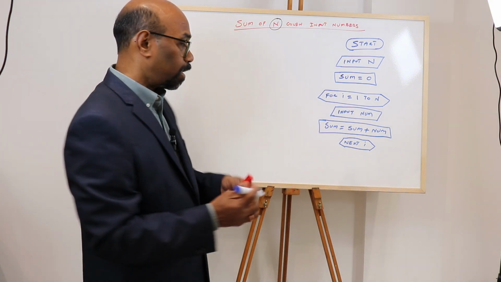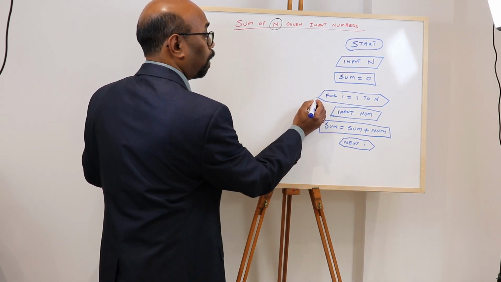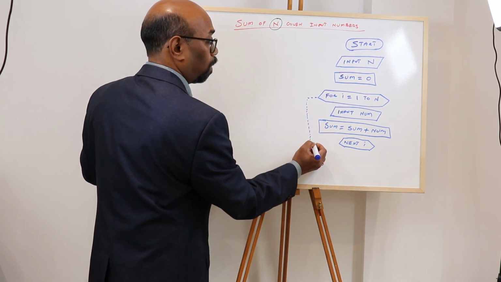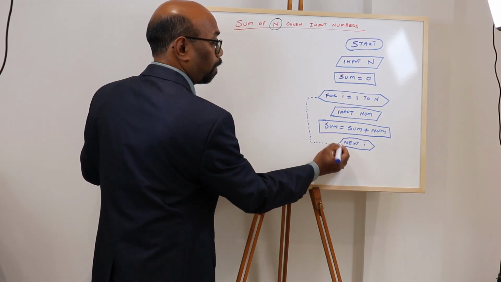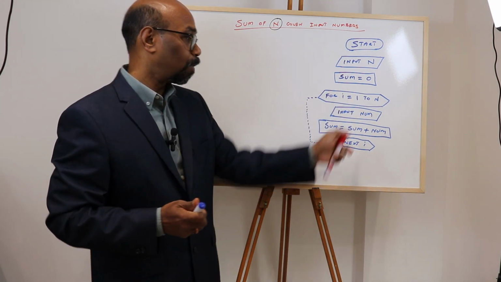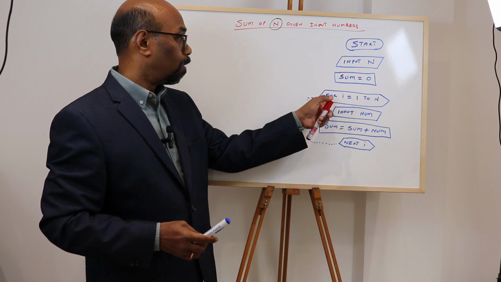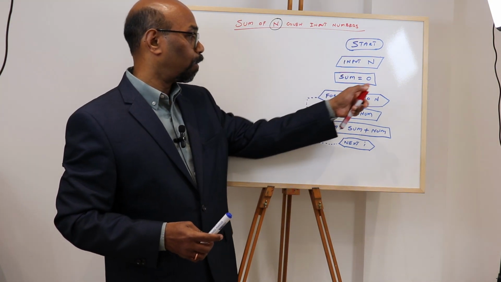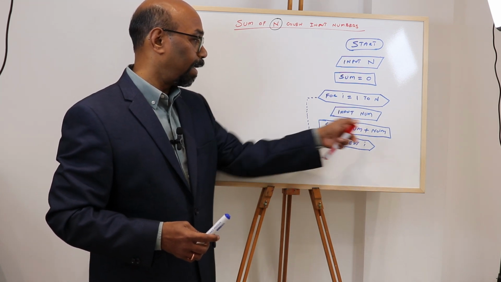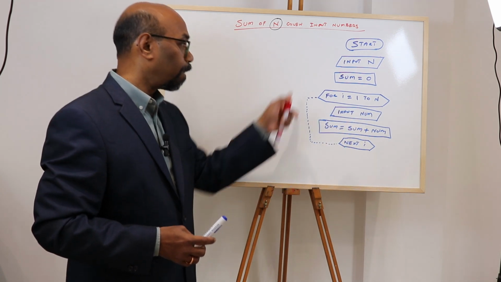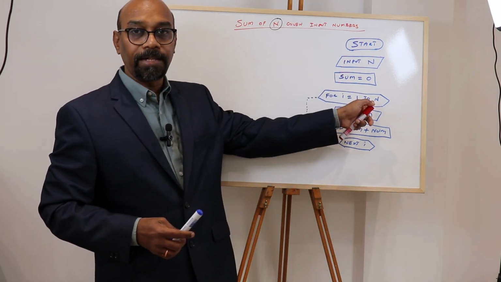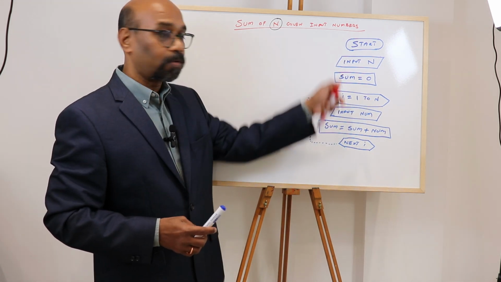It is a good practice to begin with: you start using dotted lines to indicate this is the looping range. This is the repeated process. Now you can clearly see, for I equal to 1 to n, I'm getting input. Whatever input I receive, I add it and store it in the sum. I'm going to repeat until it reaches n times. Okay, this is what it is.